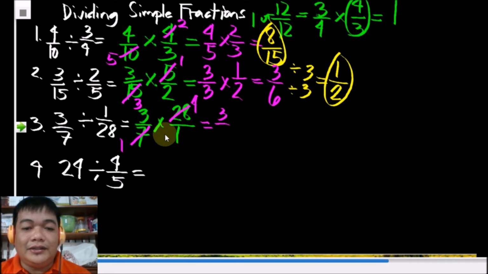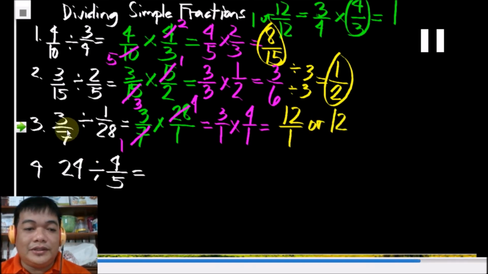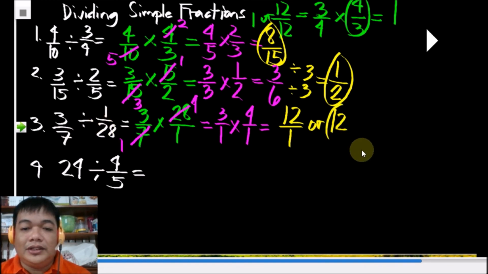Then rewrite the fraction as 3/1 times 4/1. Then proceed to multiplication. 3 times 4 is equal to 12, then 1 times 1 will be equal to 1. So 12/1, or the whole number 12. So 3/7 divided by 1/28 is equal to 12.